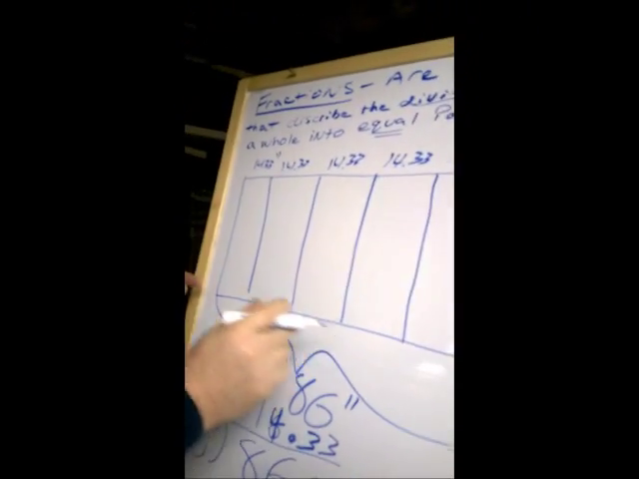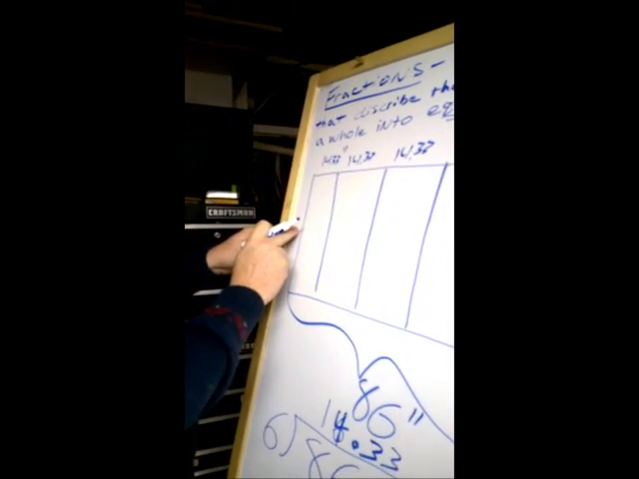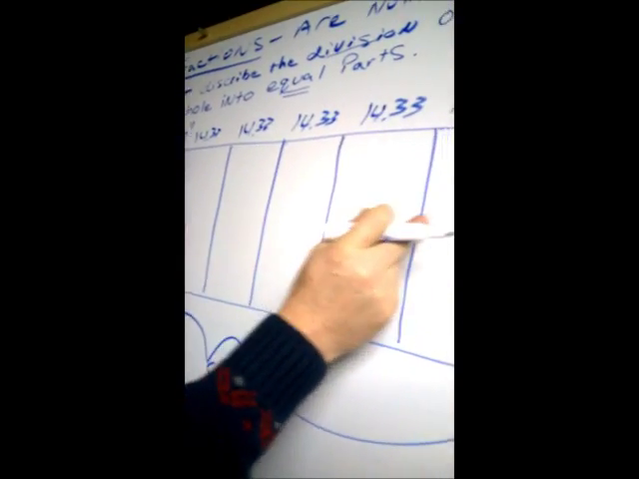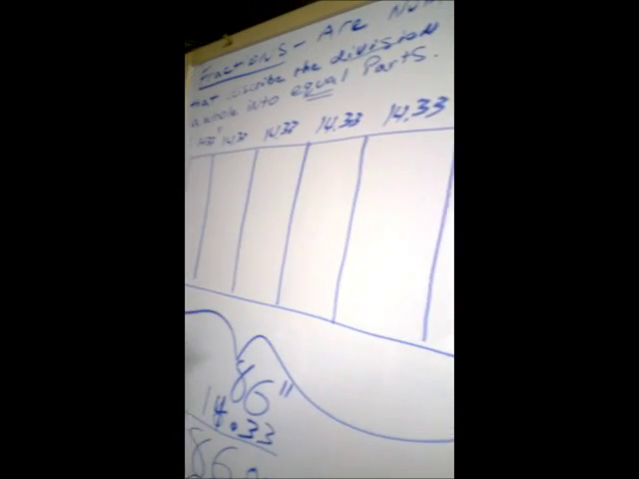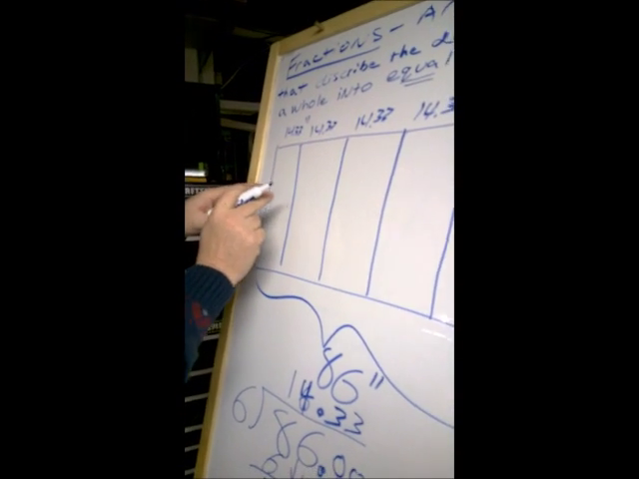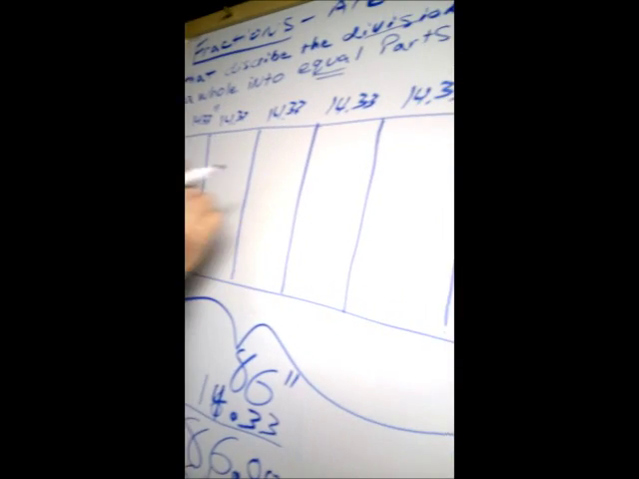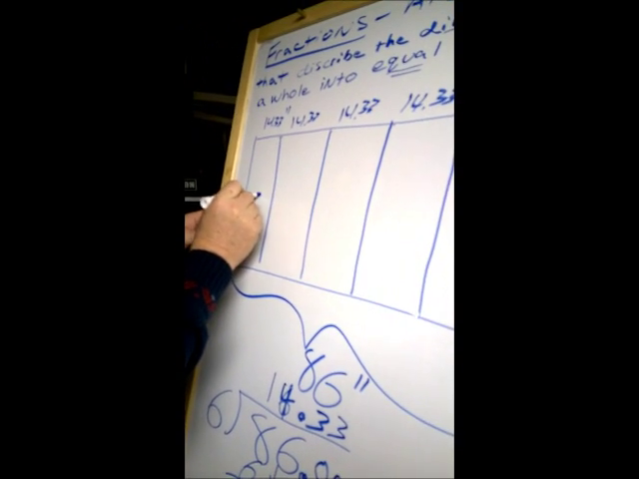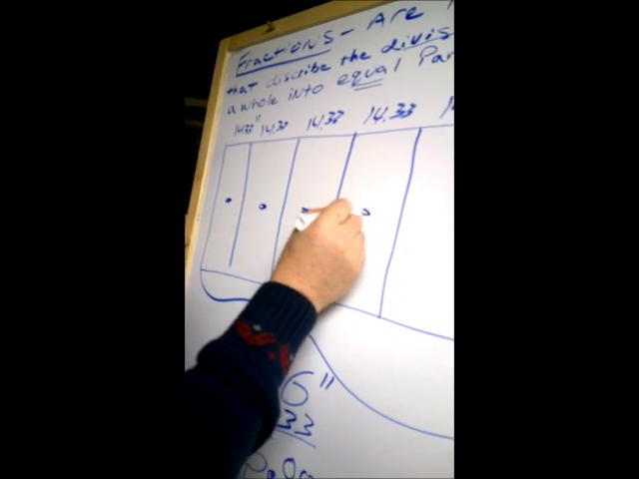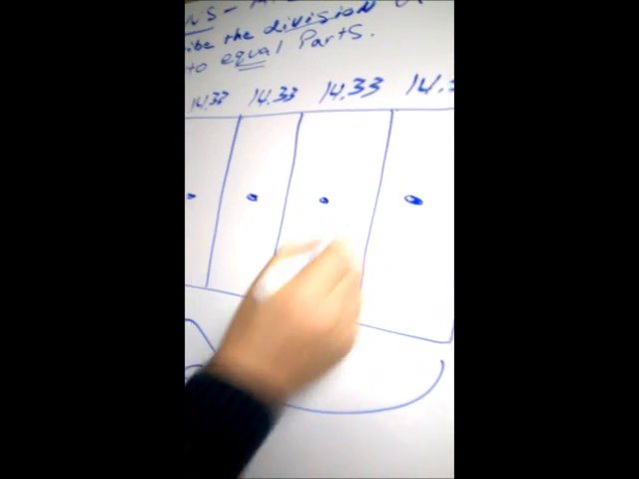Now, I have 6 plates. Do I put the plates on the lines? 1, 2, 3, 4, 5, 6. That would be 7. It's not going to work. What I'm going to do now is put a plate in the middle of each section. So that means I'm going to want a plate here, here, here, here, here, and here.